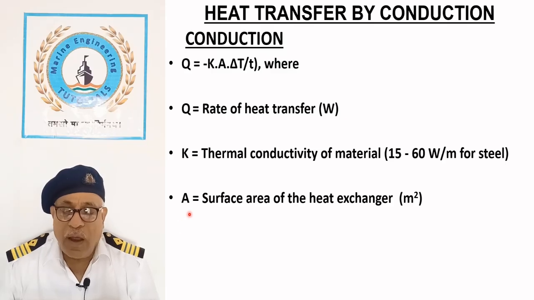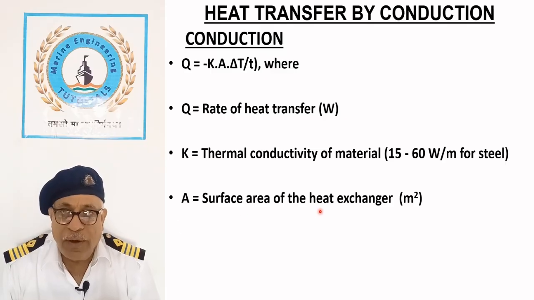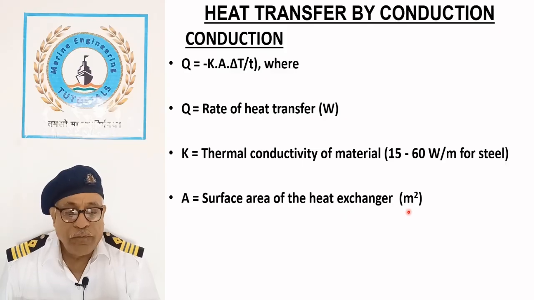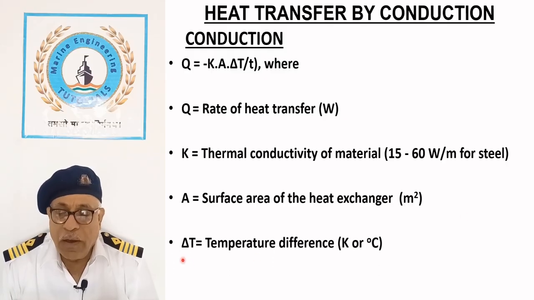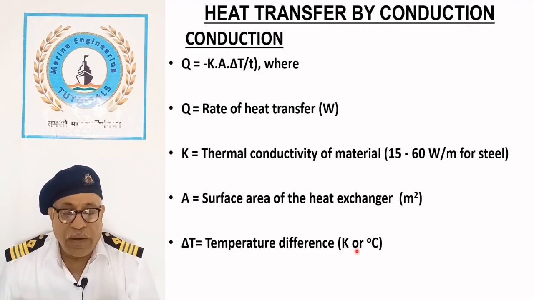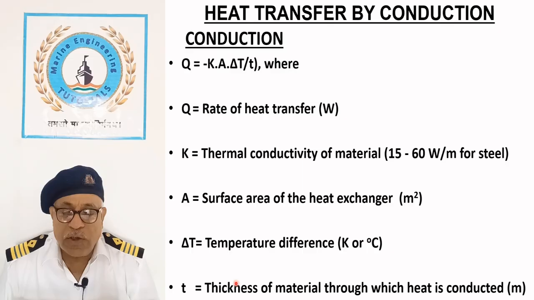A is the surface area of the heat exchanger in square meters. Delta T is the temperature difference in Kelvin or degrees Celsius. And T is the thickness of the material through which heat is conducted, in meters.